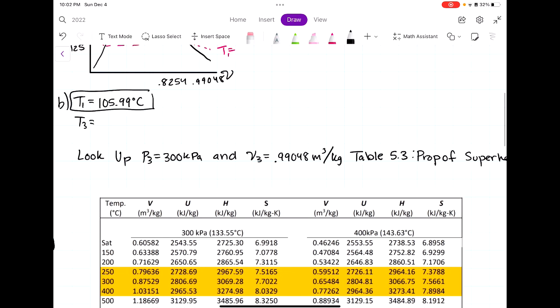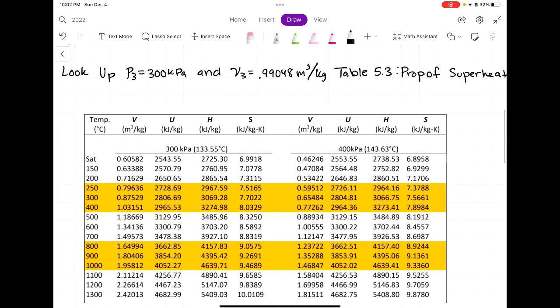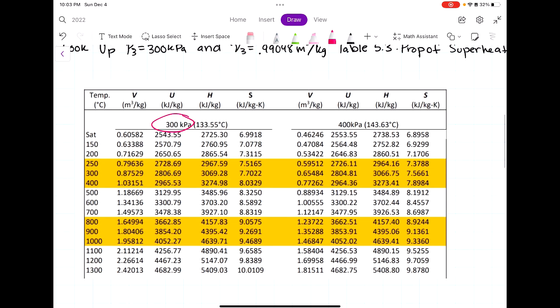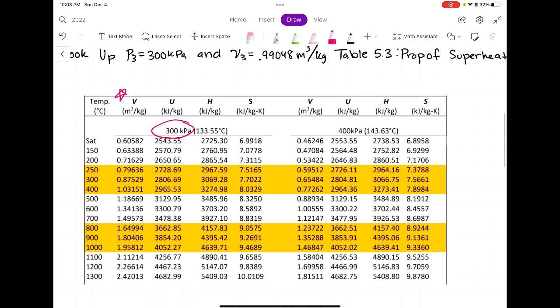Okay, and this is how that table looks. We're looking it up at 300 kilopascals, which is right here. Perfect. And where the specific volume is 0.99048. So I'm going to look at this column right here. I'm going to look for 0.99048, which I'm most likely not going to find exactly. And of course, obviously I cannot.